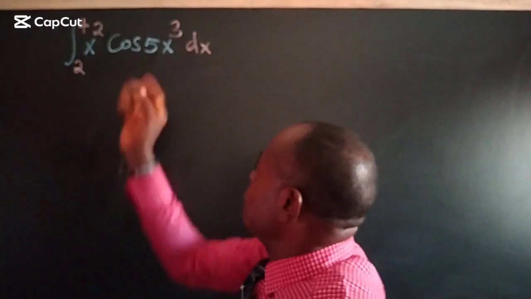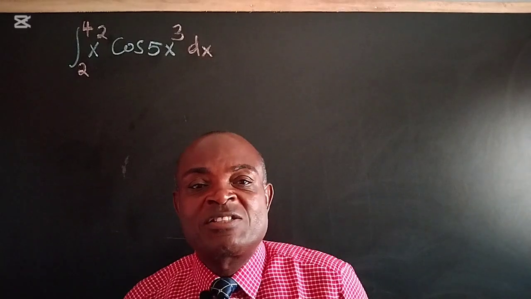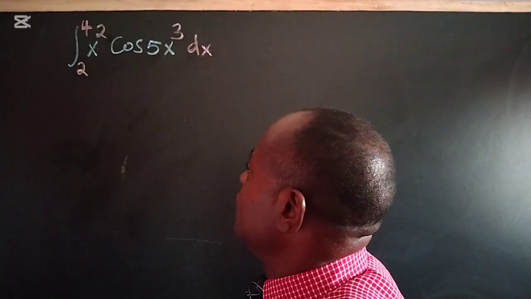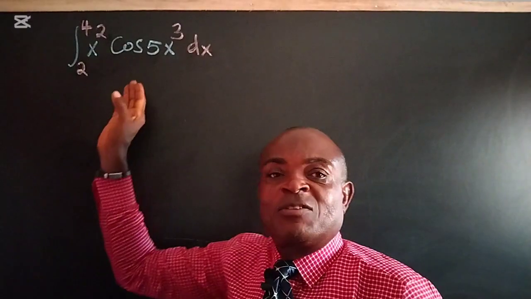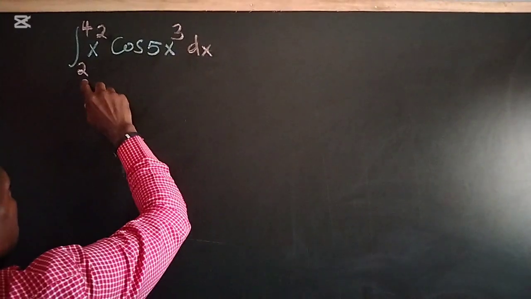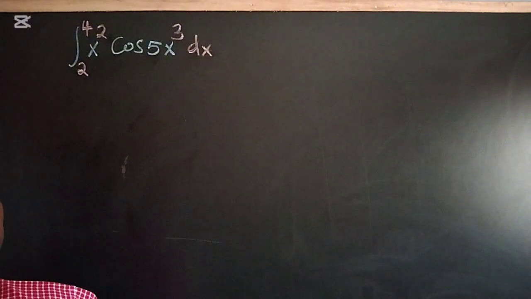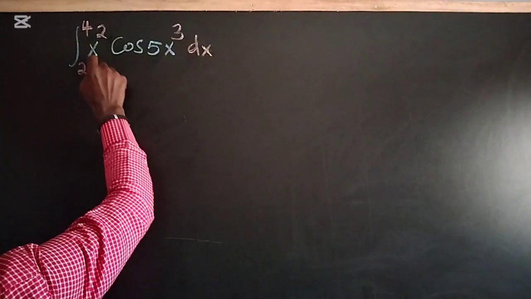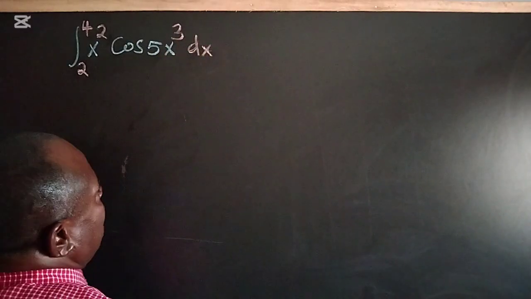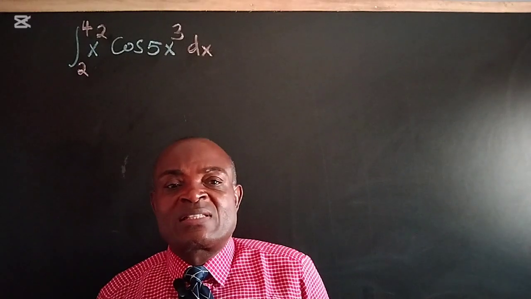So today we have a problem before us, and they want us to integrate this particular function. All right, this is integral calculus. How do we integrate this function within the given limits? The limit is from 2 to 4, and we have the integral from 2 to 4 of x squared cos 5x cubed dx, right?